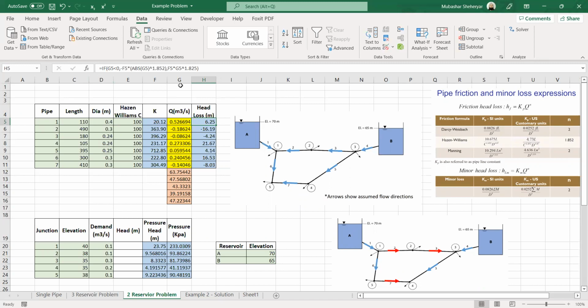The length, diameter, and the Hazen-Williams coefficient. Based on these values, we will calculate the pipe constant, and based on the pipe constant, we will calculate the head losses occurring through each pipe. The pipe constant will be calculated based on this Hazen-Williams equation, and the head loss will be calculated using this equation.